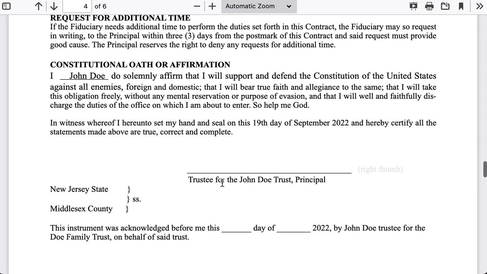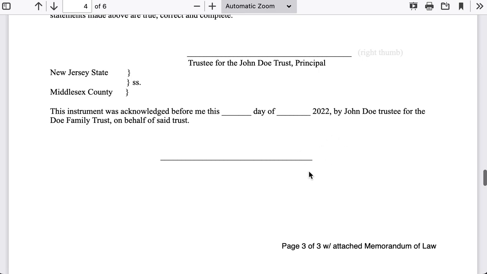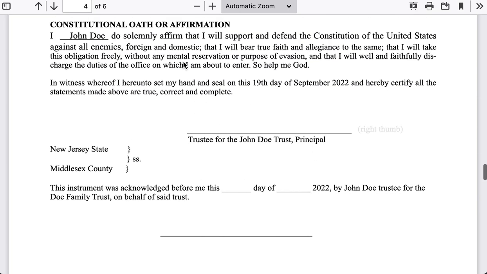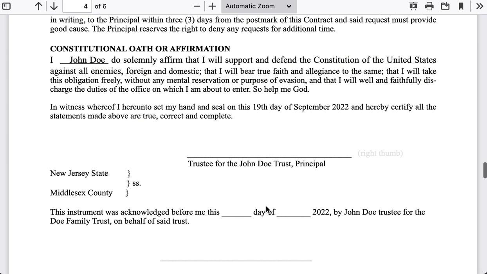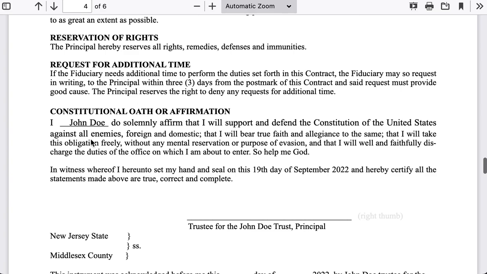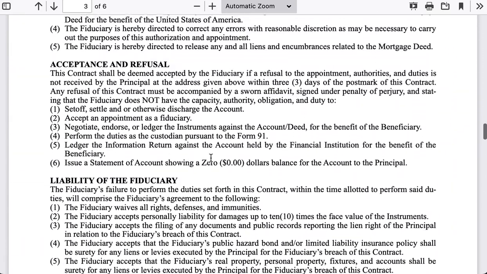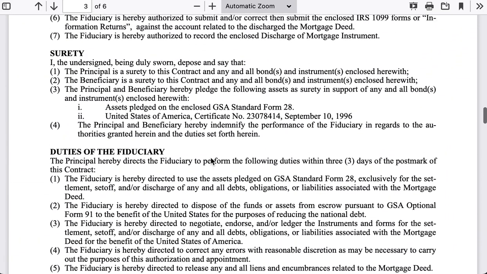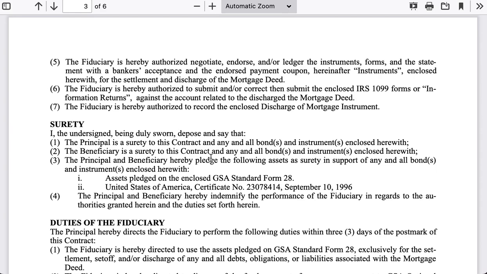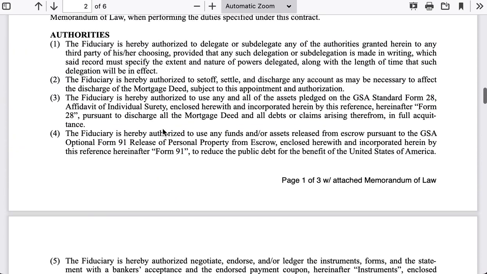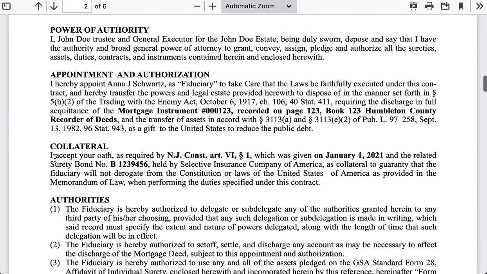And there you have it. So you sign that, you could get that notarized, and guess what? That's another signature. And you could even get this authenticated, right? Once you have a notary on there, you can get this authenticated at the Department of State. And you can also, not in every state, instead of just accepting the oath as it was stated in here, I accepted your oath of office. It says, I accept your oath required by New Jersey Constitution, Article 6, subsection 1, which was given on January 1st, 2021.